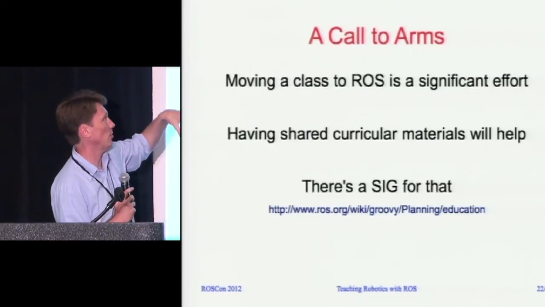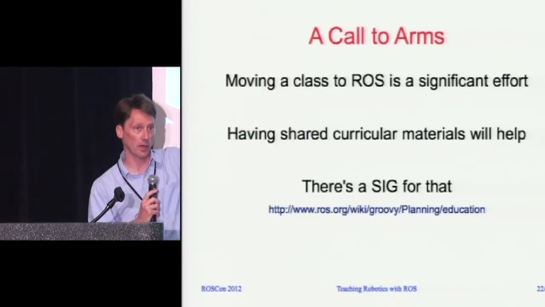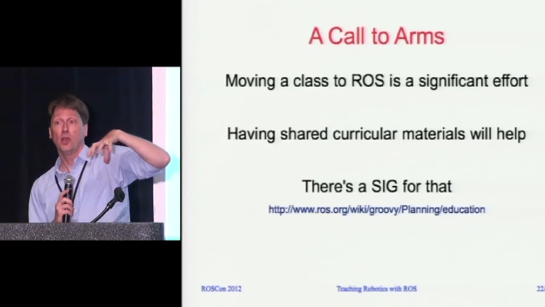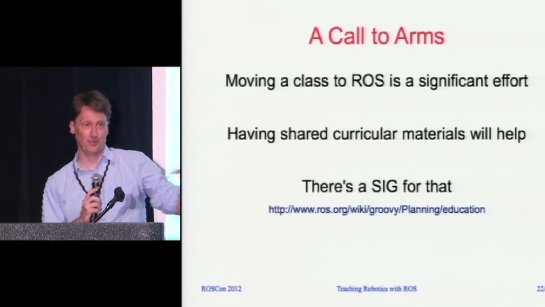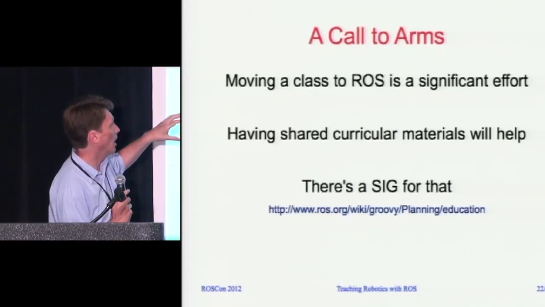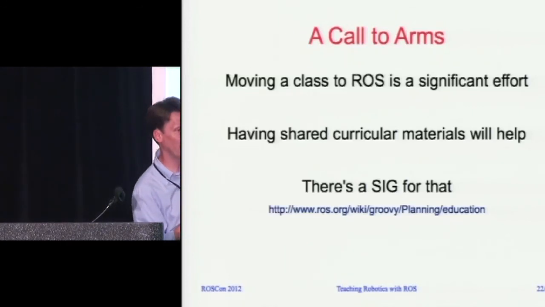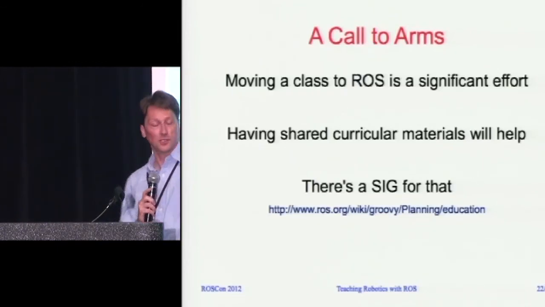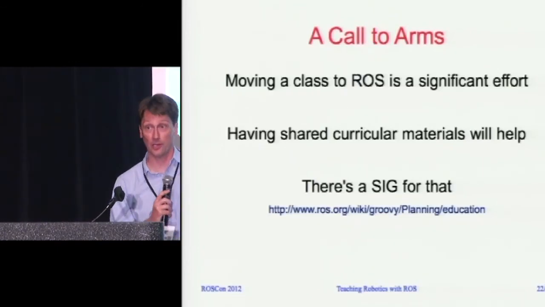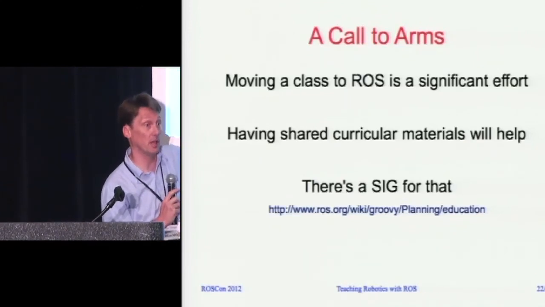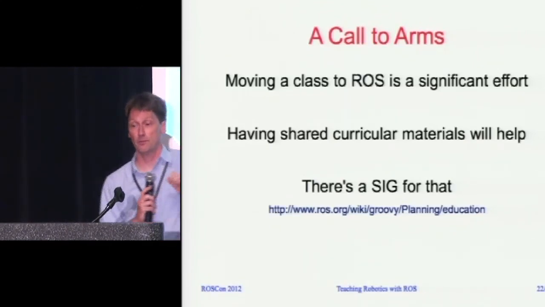moving your robotics class to ROS is hard. It's a lot of work. And things will go better and faster if we share the load. It's the traditional crowdsourcing call. There's a SIG that we started today for ROS and education. And that's construed very broadly. If you're interested, it's on the wiki. The wiki is awesome. Go and sign up for it. There'll be a mailing list out soon. And with that, I'll take questions.